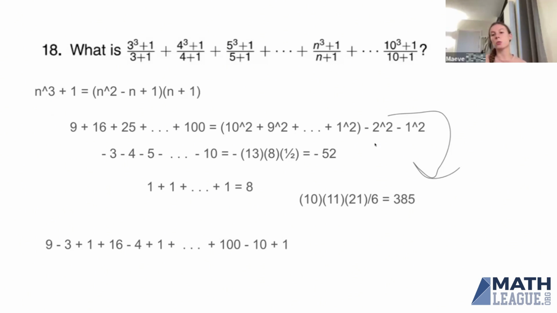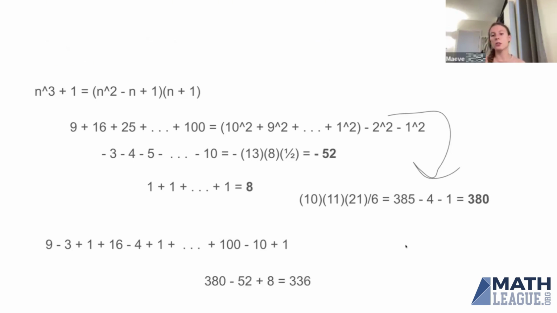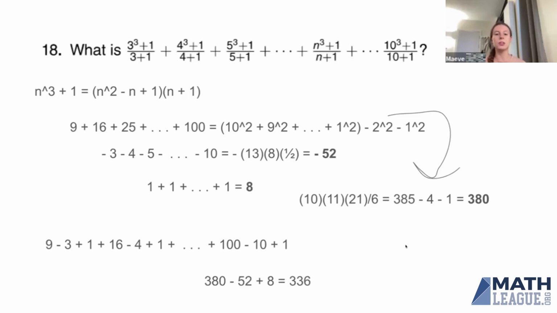But then we need to remember to subtract the 2 squared and the 1 squared, right? Because those weren't real. We just put those in. So minus 4 minus 1, 380, which is what you'll get if you just add it up as well. So now we've got our 8, we've got our minus 52, we've got our 380. When we add those all up, we're going to get 336, and that is the answer.